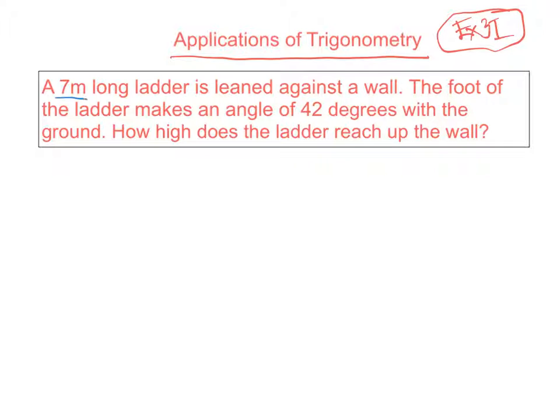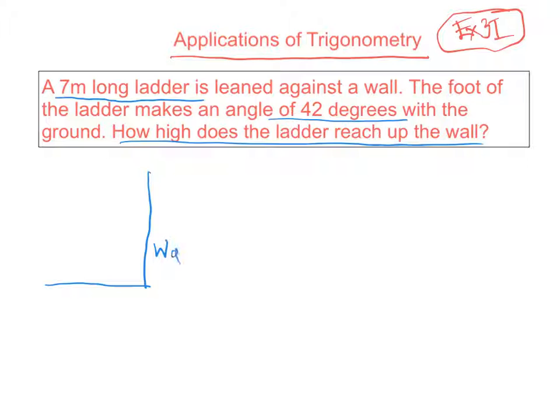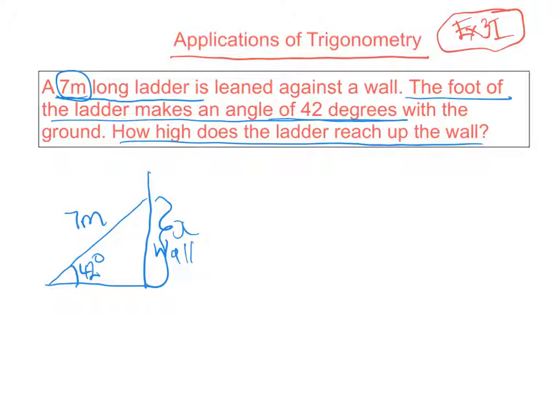A 7-metre long ladder is leaned against a wall. The foot of the ladder makes an angle of 42 degrees with the ground. How high does the ladder reach up the wall? Well, if we draw a quick diagram, so there's my wall, there's the ladder, and we know the ladder is 7 metres long. And we know the foot of the ladder makes an angle of 42 degrees with the ground. So this angle down here is 42 degrees.